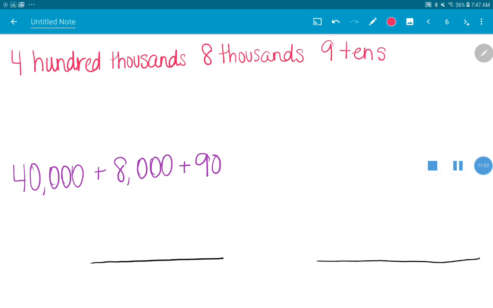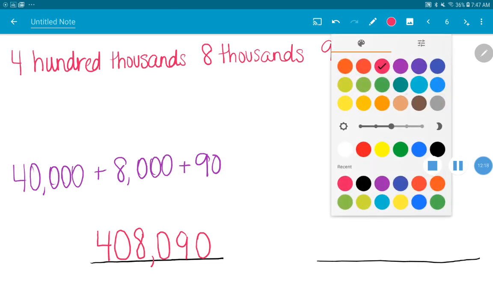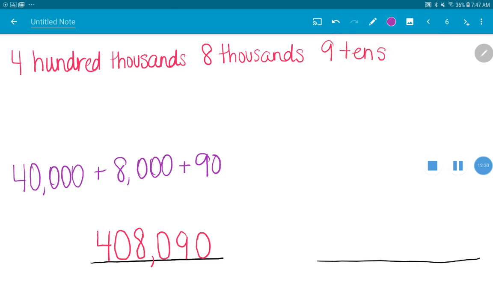So my first number, 400 thousands, tells me that in my 100 thousands place value, I'm going to have a 4. I don't have any 10 thousands, so I'm going to put a 0 in the 10 thousands place value. I have 8 thousands. I don't have any hundreds. I have 9 tens and no ones. So in standard form, that is 408,090.